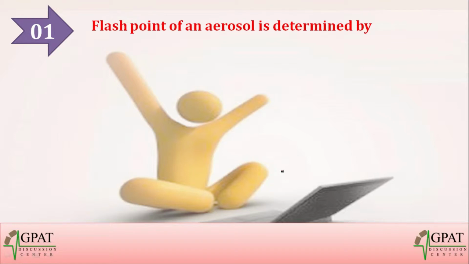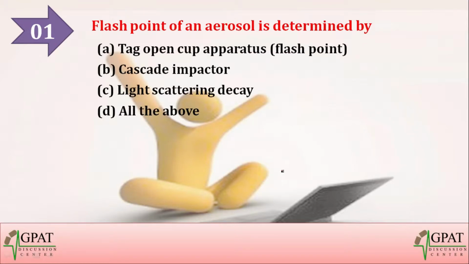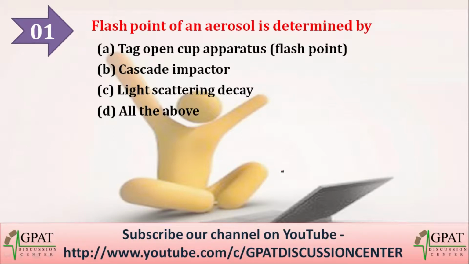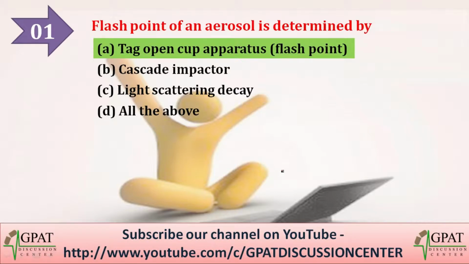Flash point of an aerosol is determined by: option A, tag open cup apparatus; B, cascade impactor; C, light scattering decay; and D, all of the above. So the flash point of an aerosol is determined by which apparatus? Tag open cup apparatus is used to determine the flash point of an aerosol.